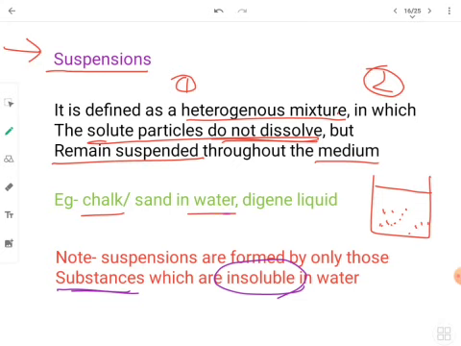So if I talk about sand in water, is it a suspension? You can simply find it out with this point, because sand is insoluble in water. The moment you add it in water, first, it will not dissolve. Second, it will remain suspended throughout. And third, there is no uniform composition; maybe at this place there is more sand, at this place less sand. So that is an example of a suspension. The word suspension itself has our word suspend. So the particles are remaining suspended throughout the medium. They are not dissolving in the medium.